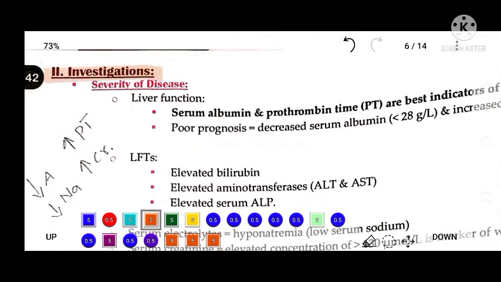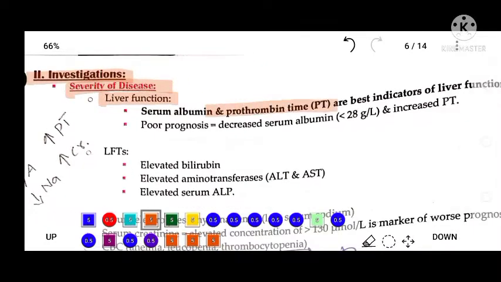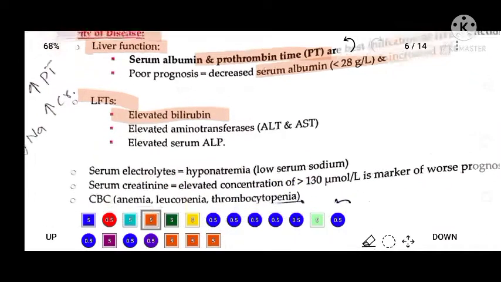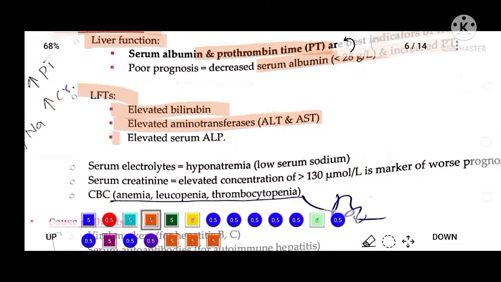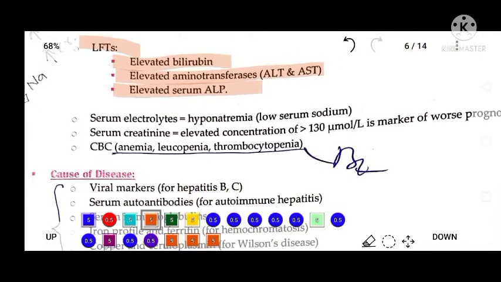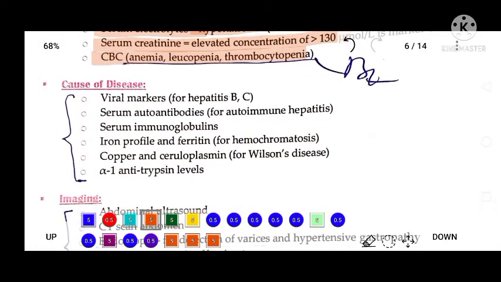Now the investigations for cirrhosis are based on the severity of disease. On the basis of severity of disease, we perform investigations like liver function tests, and PT and APTT will be performed. LFT will show elevated bilirubin, elevated aminotransferase levels, and elevated serum ALP. Serum electrolytes will show hyponatremia, creatinine will show an elevated level, and CBC shows anemia, leukopenia, and thrombocytopenia.